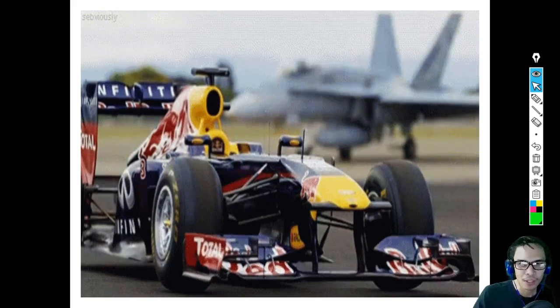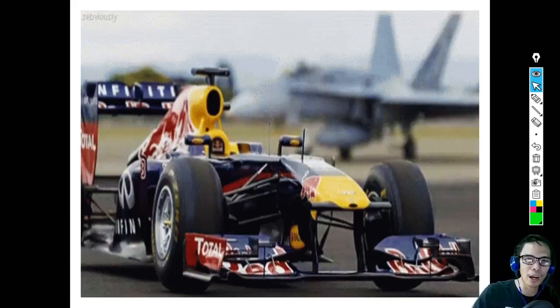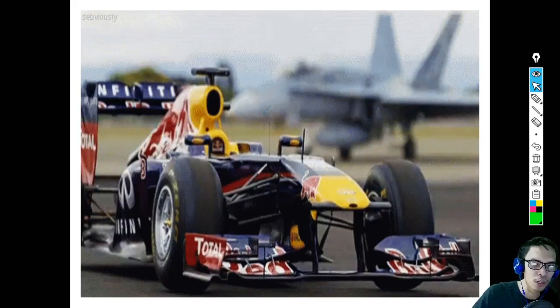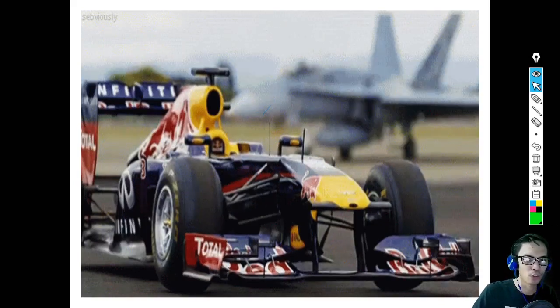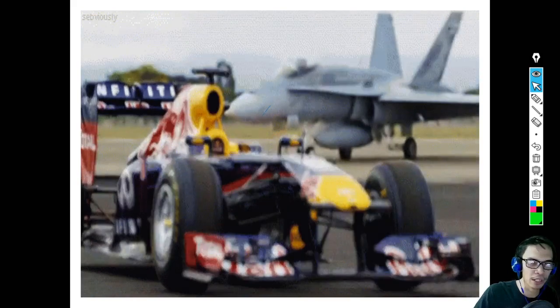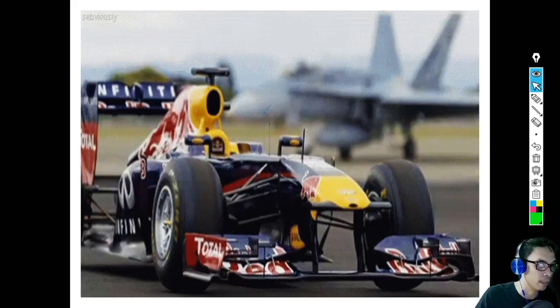All right, next one. If these two vehicles will race head to head, which of these two vehicles will go faster or start first, will move first? Is it the race car or the airplane?